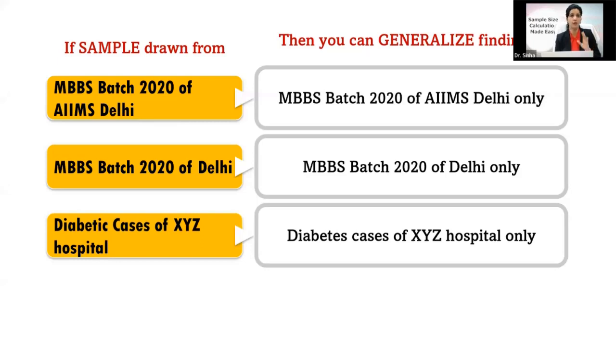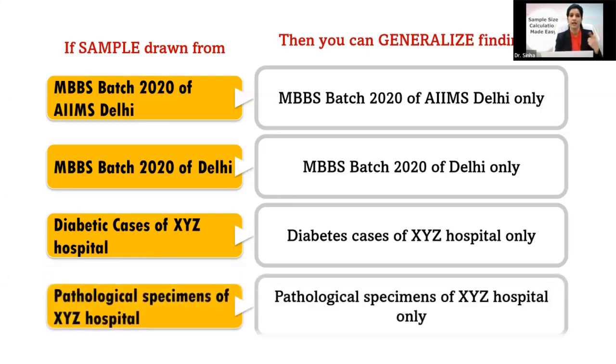So by all these examples, we want to convey to you that whenever you generalize your finding, your generalization should be only to that population from where you have selected your sample. And again, if you are doing some study on pathological specimens of XYZ hospital, then that result will be applicable only to the pathological specimens received in that particular hospital.